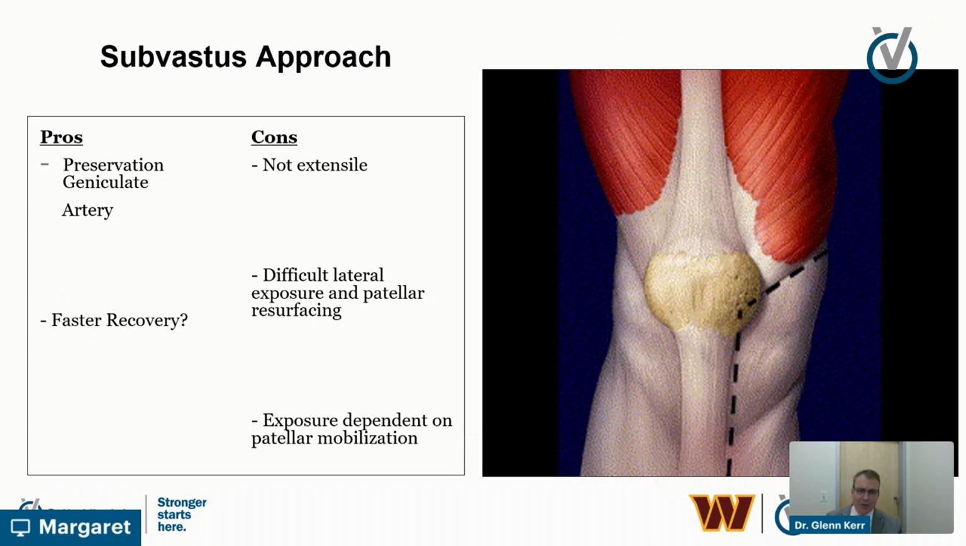The cons, and these can be big ones: it's not extensile, so this is not an approach that we could use for revision surgery. It's very difficult to expose the kneecap and allow for removal of the osteophytes on the outside of the knee. We're coming at the knee from the inside to resurface the kneecap, and there are some patients that come in specifically for issues related to their kneecap. It can be very difficult, particularly if the kneecap is difficult to mobilize with this approach, and the exposure is dependent on the patella.